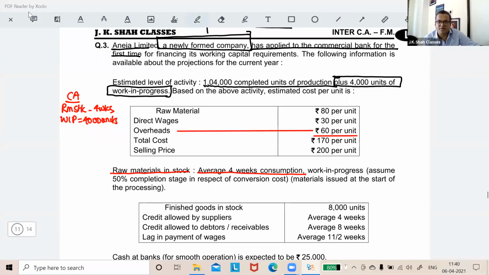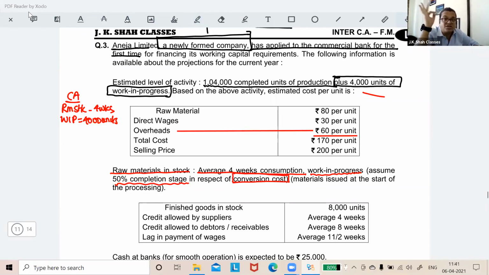Got it? This is what I've written. It's not given in terms of weeks, but it is given in terms of units. Then what do you assume for work in progress? 50% completion stage in respect of conversion cost. Guys, all boys and girls, please listen to this very carefully. 50% in case of conversion cost.